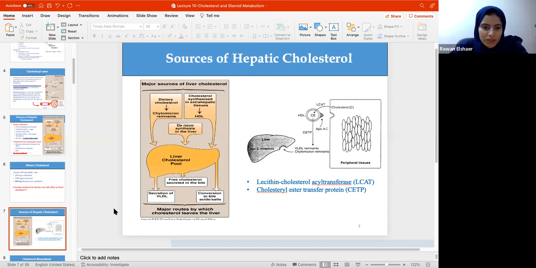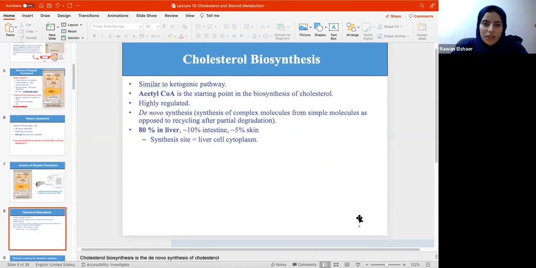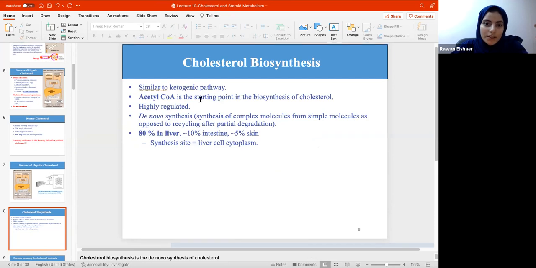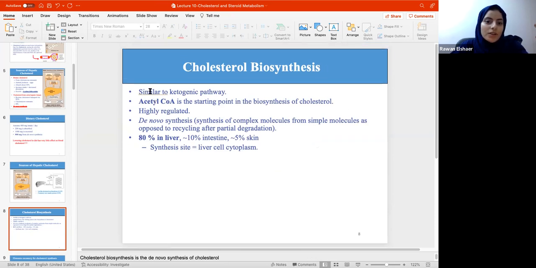This is pretty much the same. This is liver, VLDL. This is how it gets transported to peripheral tissues. If you have any questions about these, tell me, but I'm trying to stick to what's high yield. Okay, so now cholesterol synthesis. Now we're going to talk about de novo synthesis, the process of making cholesterol. The first starting point, in order to make cholesterol, you need acetyl-CoA, okay?